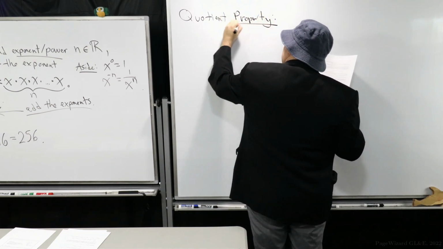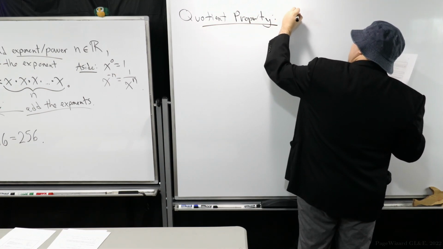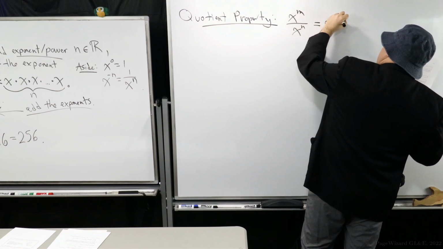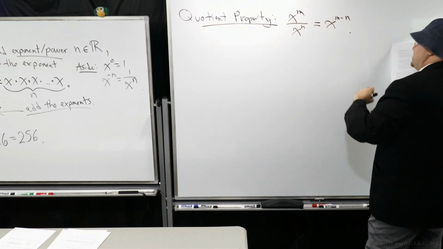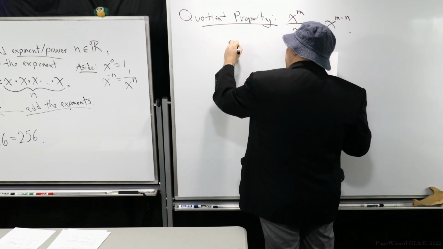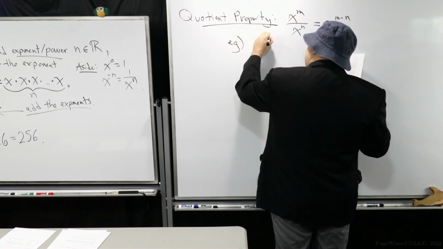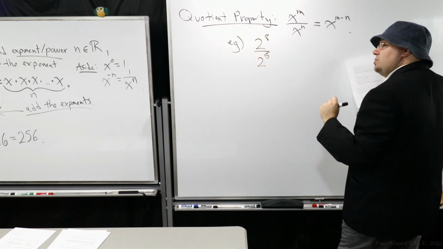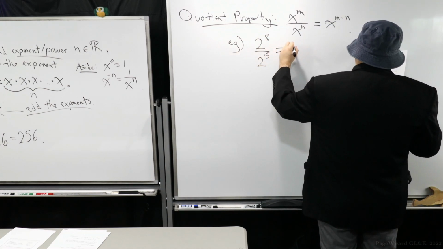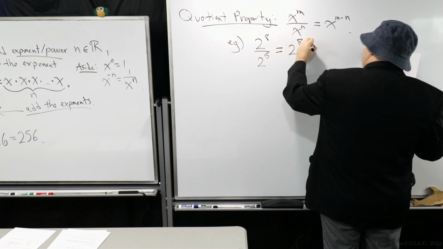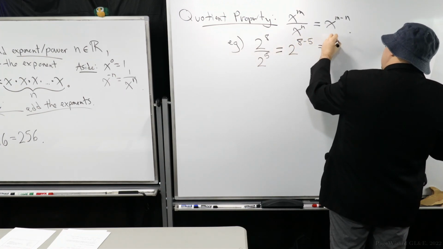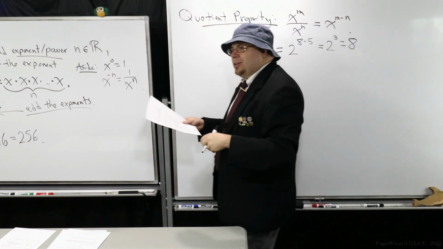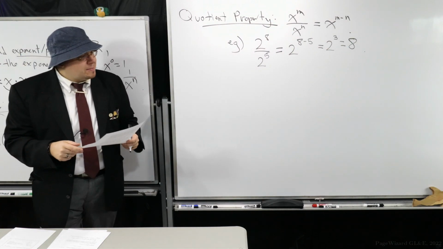So we have the quotient property. It's x to the m over x to the n. Well, this is x to the m minus n. Just as a quick example. Like I said, a lot of this stuff's pretty basic, but it's clever and nice. So if I have 2 to the power of 8 divided by 2 to the power of 5, this means it's 2 to the power of 8 minus 5, which is equal to 2 cubed, which is equal to 8. I encourage you to double check that calculation.